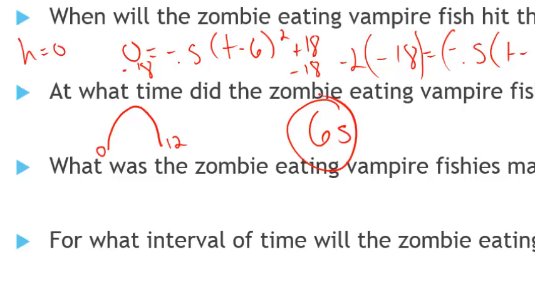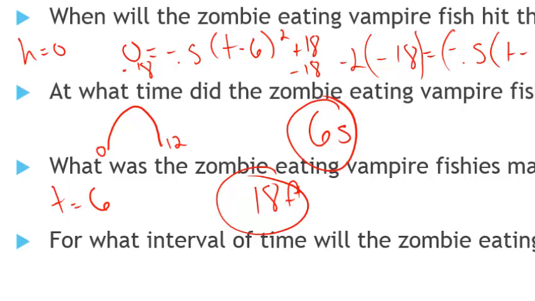Now, next question, what was the zombie-eating vampire fish's maximum height? So pretty much we're just going to plug in t equals 6 into our equation. Alright, and then solve for maximum height, which would be 18. Alright, I'll give that one to you. 18 feet.